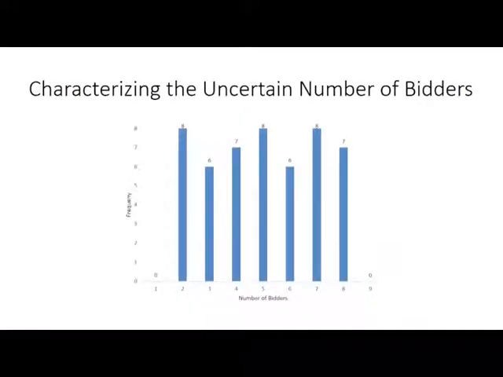Using the data from the 50 past auctions, one can construct a histogram representing the frequency of the number of bidders in each auction. We see here that in 8 of the 50 auctions, there were 2 bidders. In 6 of the 50 auctions, there were 3 bidders, and so on. By comparing the heights of the bars, we see that the number of bidders was roughly equal for the values of between 2 and 8 bidders.